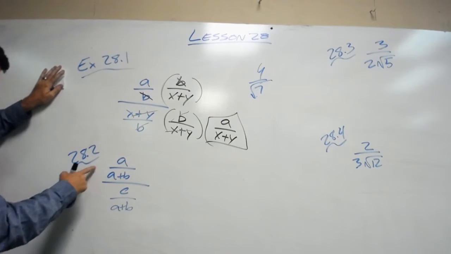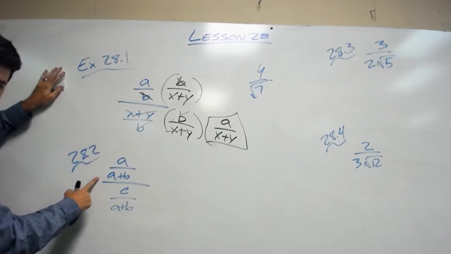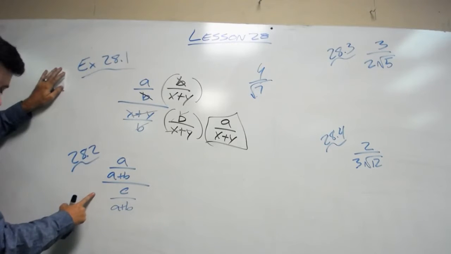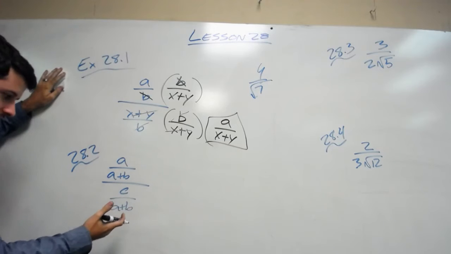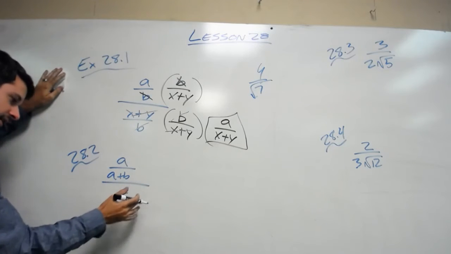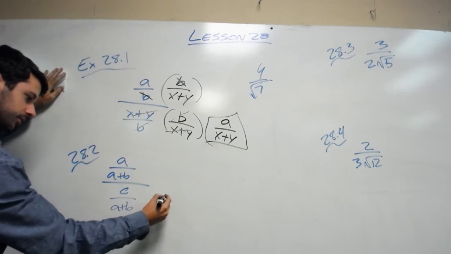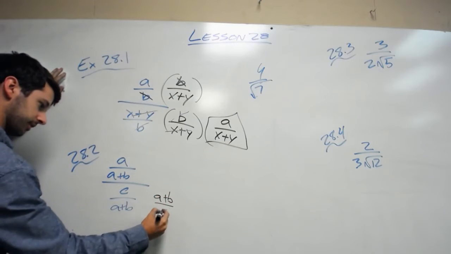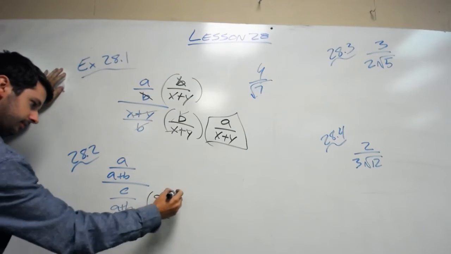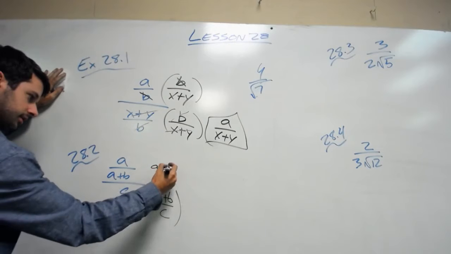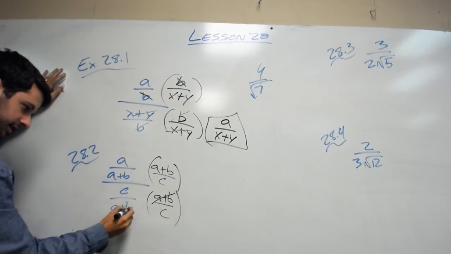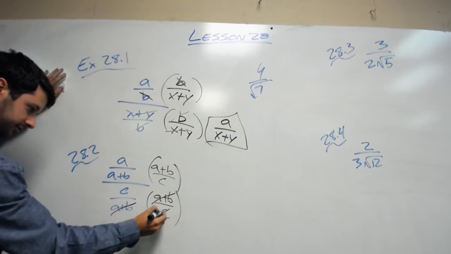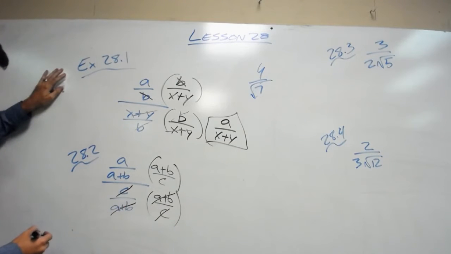28.2 gives you a over a plus b divided by c over a plus b. Same thing. If we're dividing by a fraction, we multiply by the reciprocal. So we flip it upside down. If you do it to the bottom, you got to do it to the top. Crosses out down here, a plus b over a plus b cancels, c over c cancels.